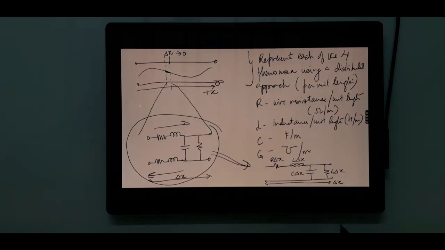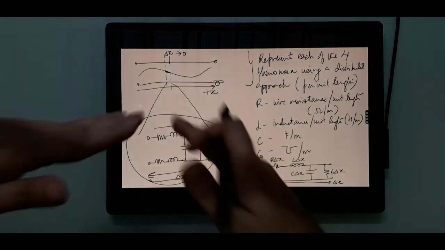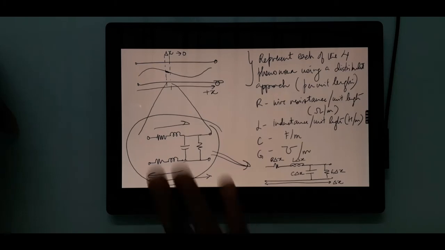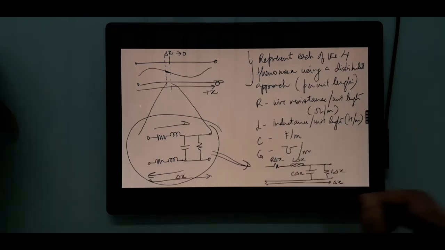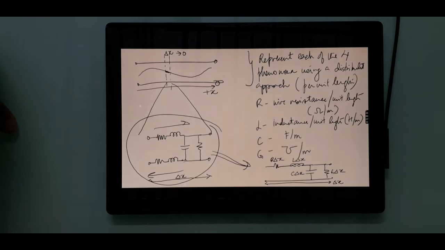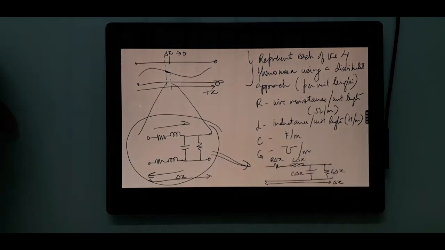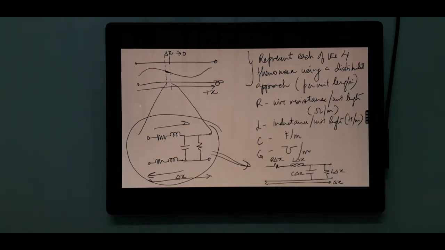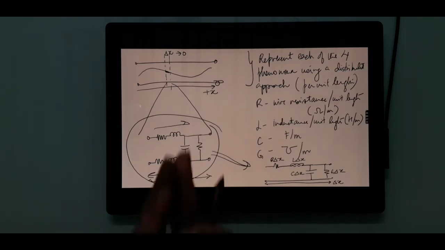So we zoomed into this part of the line and put those four physical quantities as per unit length functions, and we saw that we can denote a delta x section of the transmission line using these four elements. By no means can this be considered as the full transmission line or the full line.